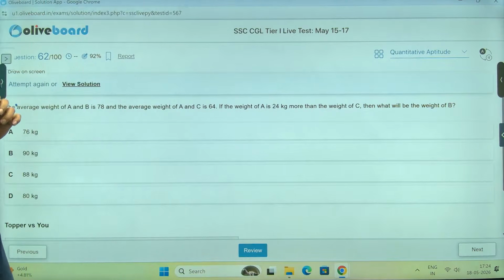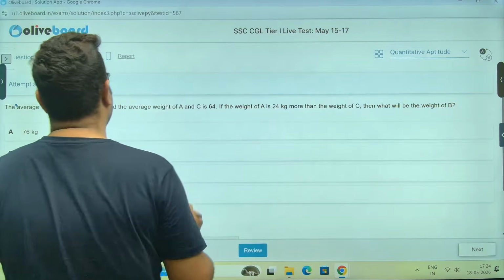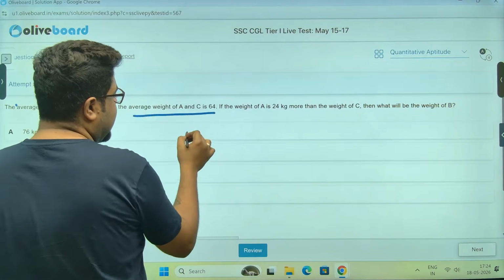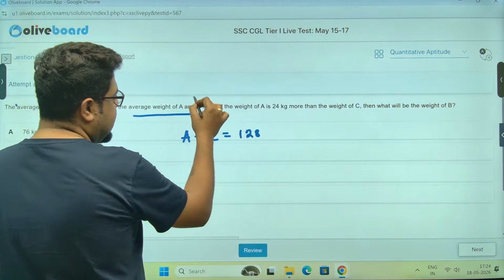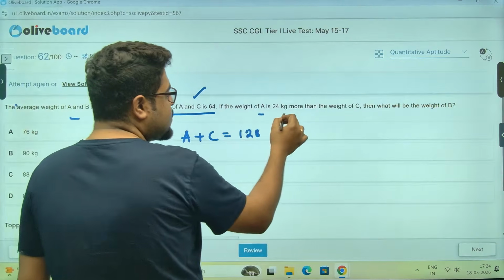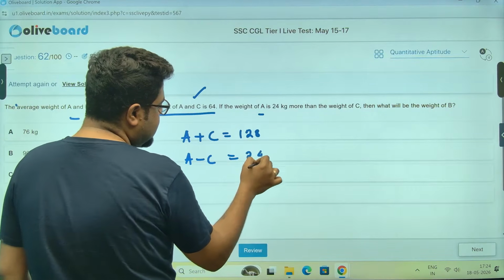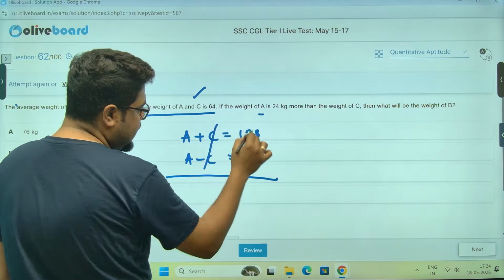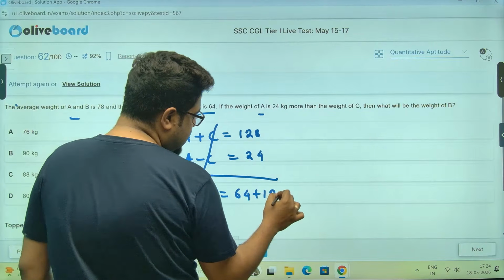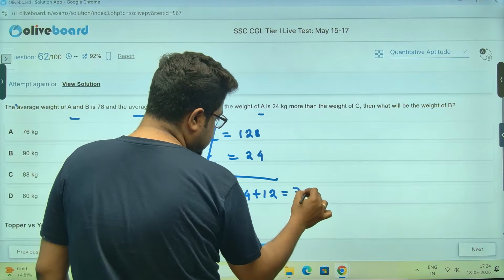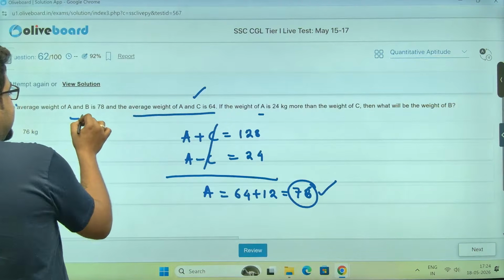Next one. Average weight of A and B is given, A and C is given. Average weight of A and C: A plus C is 128, meaning the total weight is double. A is 24 kg more, meaning A minus C is 24. Do this: 2A is this. A will be 64 plus 12, which is 76 kgs. Right? What is the weight of B?